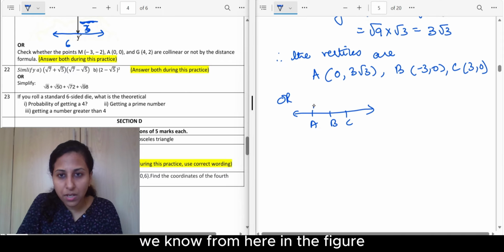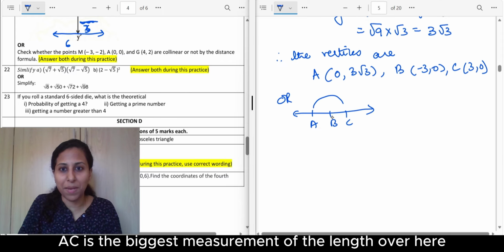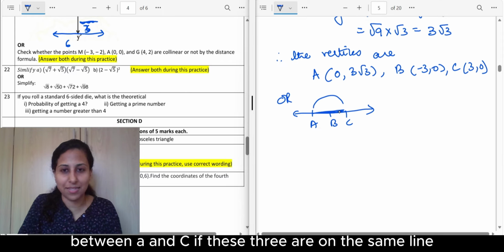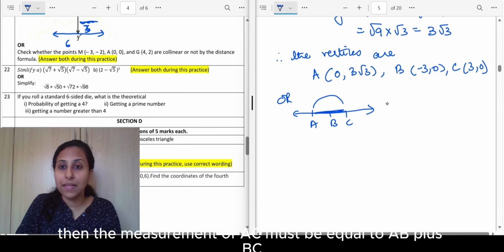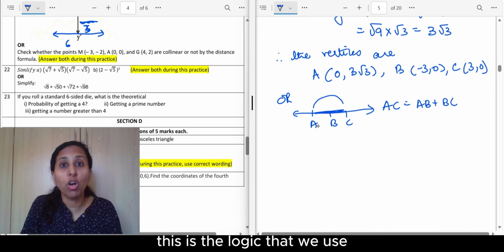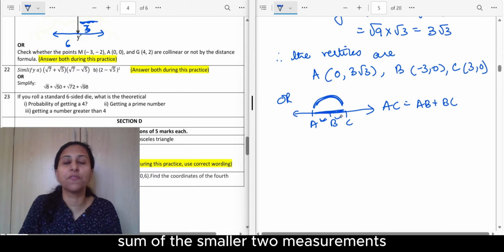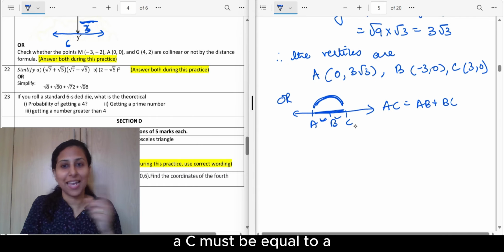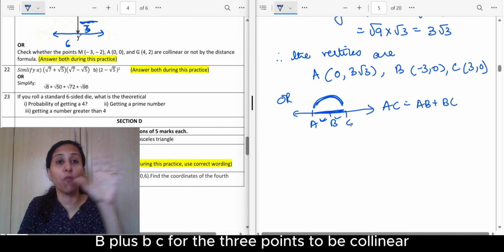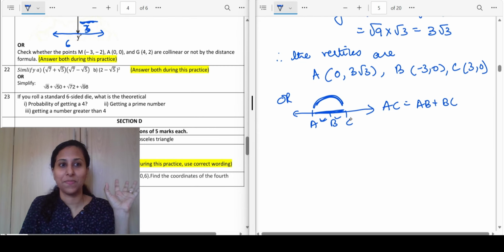We know from the figure that AC is the biggest measurement of the length between A and C. If these three points are on the same line, then the measurement of AC must be equal to AB plus BC. This is the logic that we use. This measurement must be the same as the sum of the smaller two measurements. AC must be equal to AB plus BC for the 3 points to be collinear.